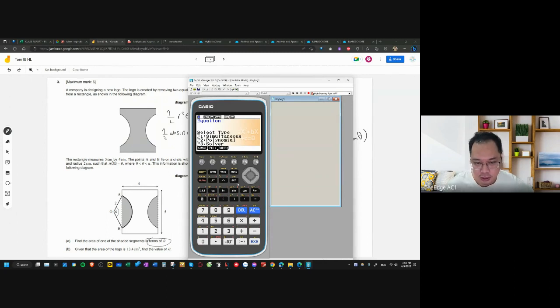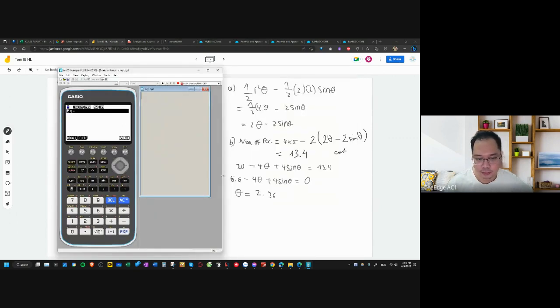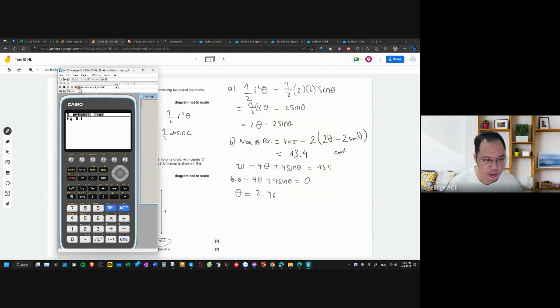Okay, solver here. Again, menu to this one, the orange one, equation. Then F3 solver. Delete the old function and enter the new one, which is 6.6 minus 4x, where x is the angle, plus 4 sine x, equals 0. Where's the equal sign? Shift here, this is the equal sign. Equals 0. Execute that.